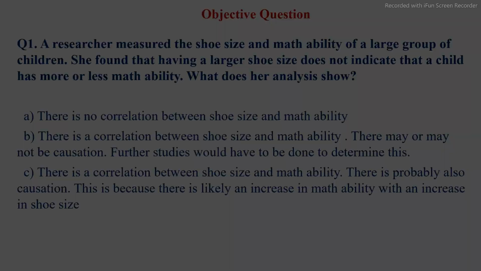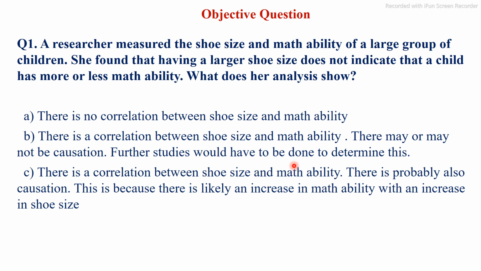In real life applications, let's say a researcher measured the shoe size and math ability of a large group of children. She found that having a large shoe size does not indicate that a child has more or less math ability. What does her analysis show? Maybe there is a higher correlation, but it may or may not be causation. So you require further study. That means you require the intervention of a third variable. That is called experimental design. So B is the right answer here.